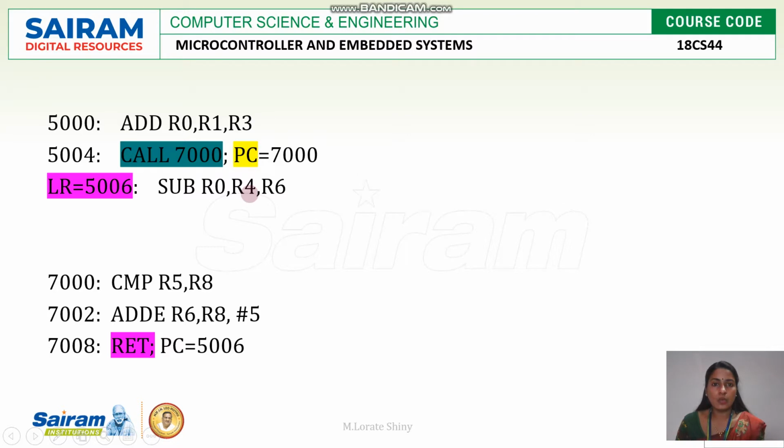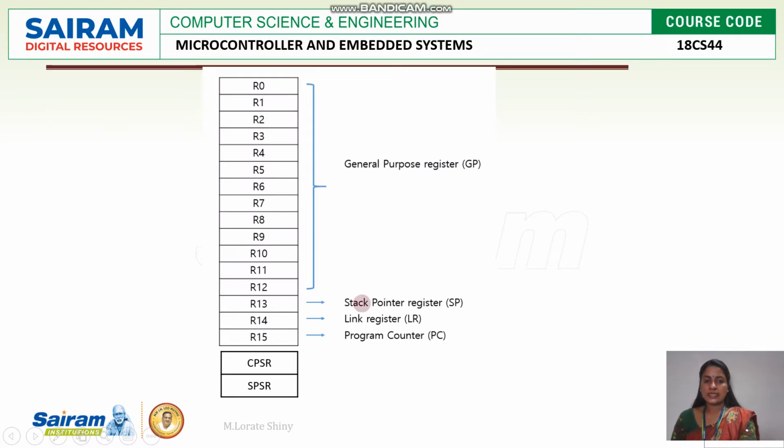So this is how the link register stores the return address when the processor calls a subroutine. Once again, the stack pointer will store the starting address of the stack segment, the link register will store the return address, and the program counter will store the address of the next instruction to be executed.